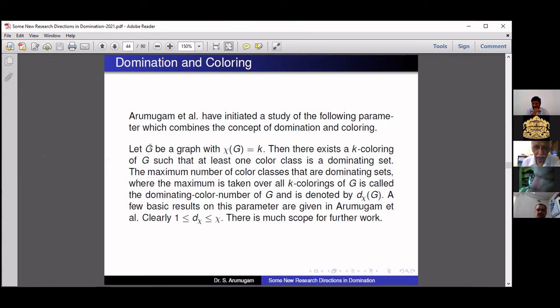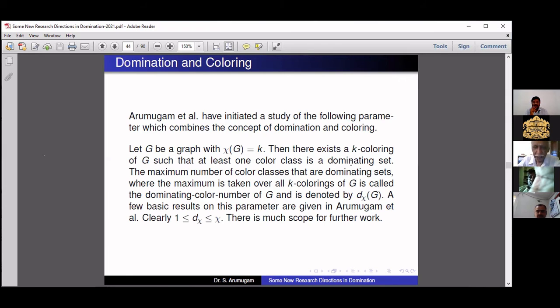So coloring the vertices of the graph is simply partitioning the vertex set into independent sets, a minimum number of independent sets. I observed that at least one color class can be made a dominating set. In any k-coloring of a graph with chromatic number k, at least one color class can be made a dominating set. I proved this, a very simple observation. It was actually done by myself, Acharya and Walikar long back.